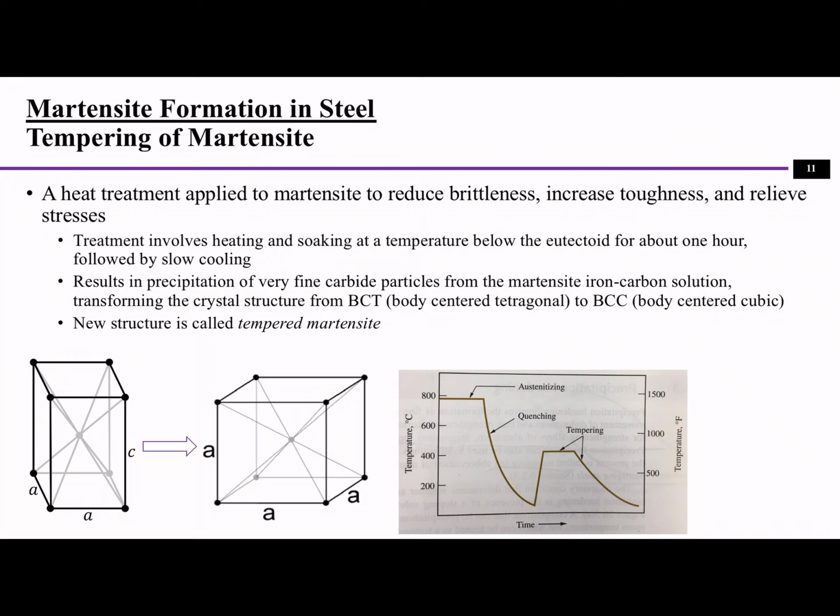And how do we do that? After we form this martensite structure, we are going to heat up the material again, but at a much lower temperature, right? This is the tempering temperature, usually below the eutectic point. It is soaked at the temperature for a while, for example an hour, and then followed by slow cooling, because during the slow cooling we can relieve the stresses.